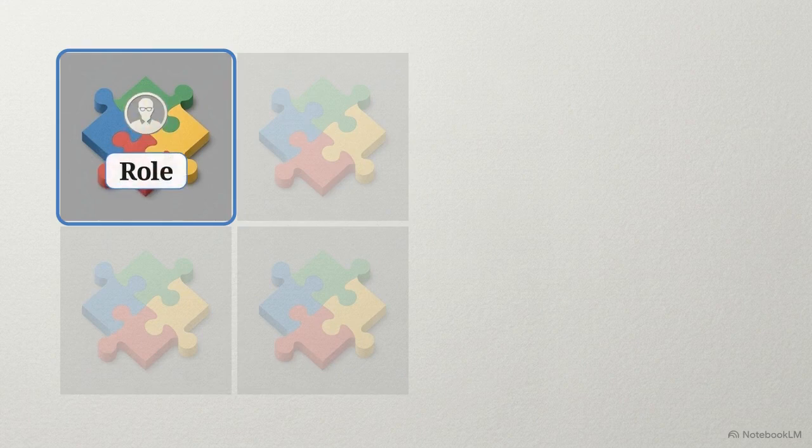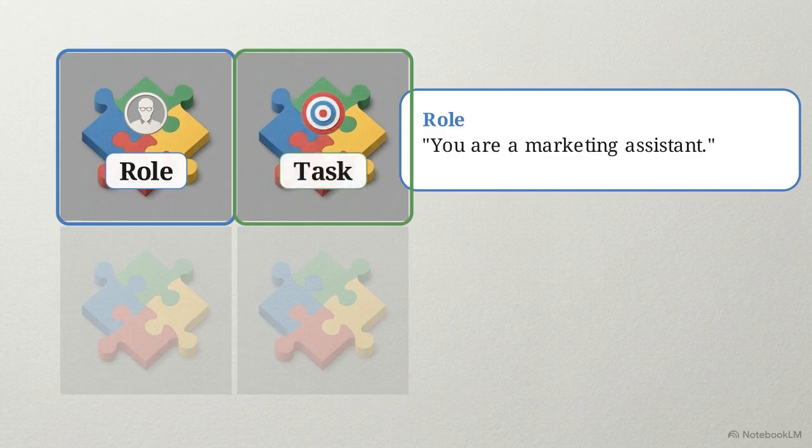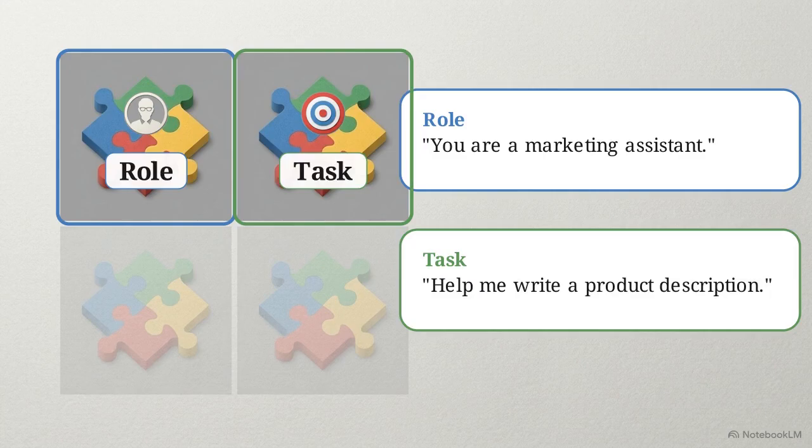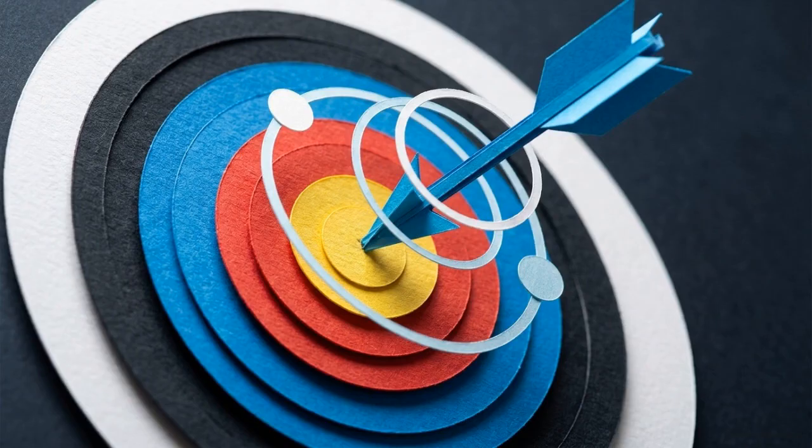The first requirement is the role. This tells the software which perspective or expertise it needs to adopt for this specific job. We start our instruction with, "You are a marketing assistant." Next, we define the task. This is the precise objective you want the software to achieve. We add the job, "Help me write a product description." Pairing a clear role with a specific job gives the AI a focused target, turning a general response into a professional contribution.